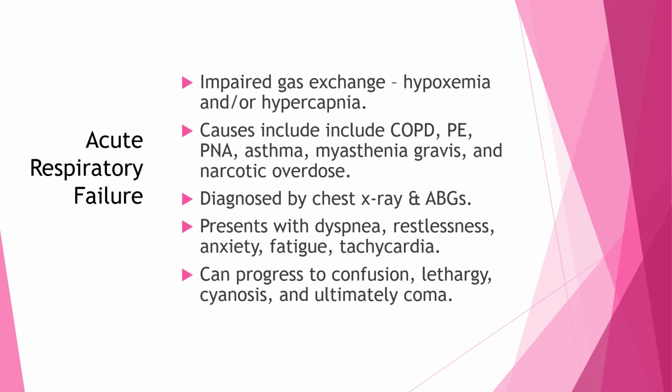So causes of acute respiratory failure range from anything like COPD and a COPD exacerbation to pulmonary embolism to pneumonia, asthma, myasthenia gravis, narcotic overdose, right? This can be very acute, or it can be acute on top of a chronic disease. Diagnosed typically by chest x-ray and arterial blood gases, and the patient's decreasing ability to ventilate and perfuse appropriately.